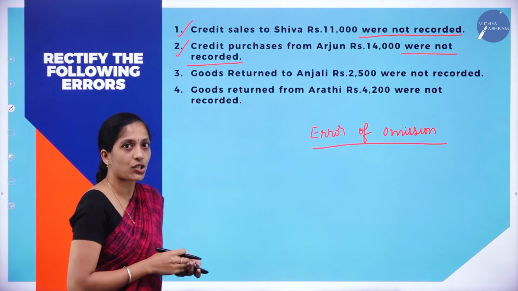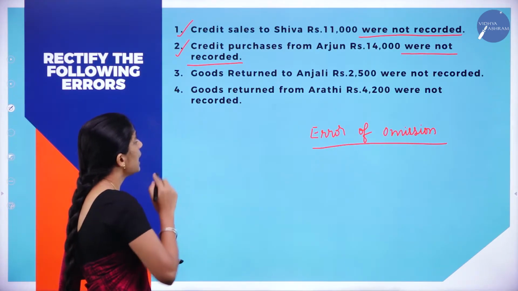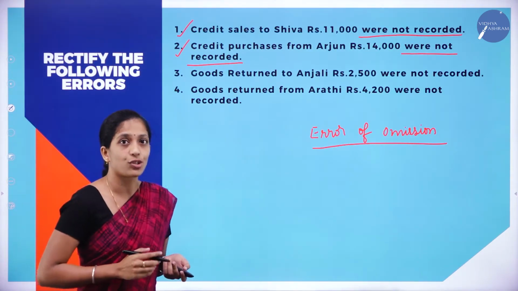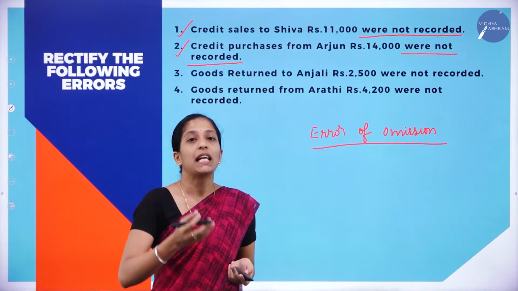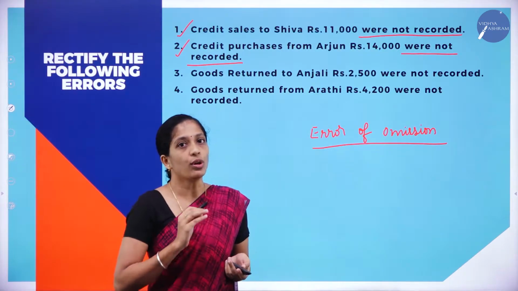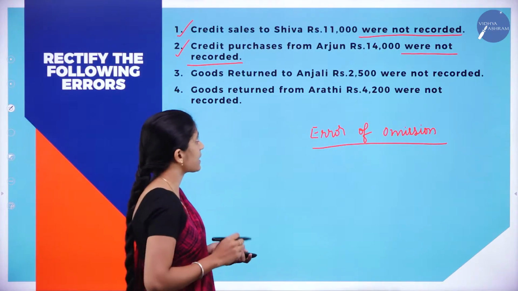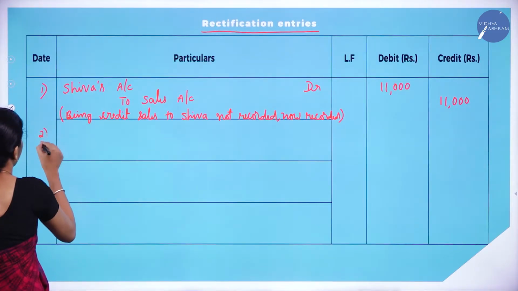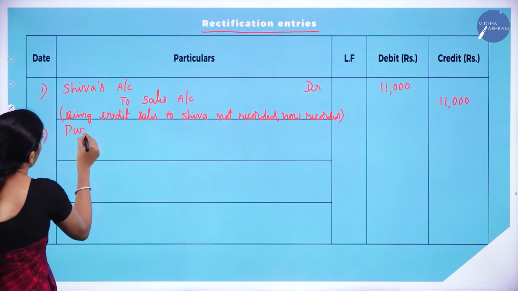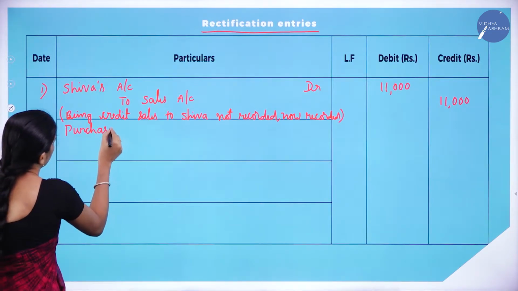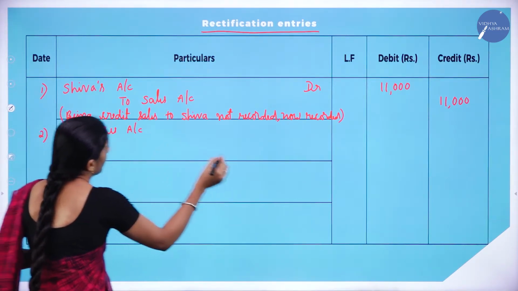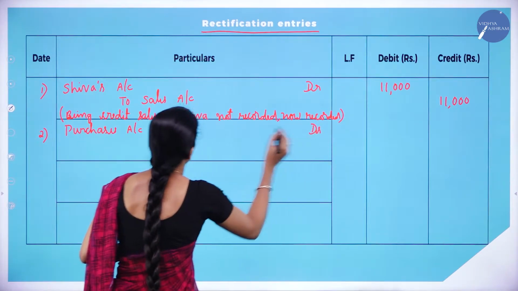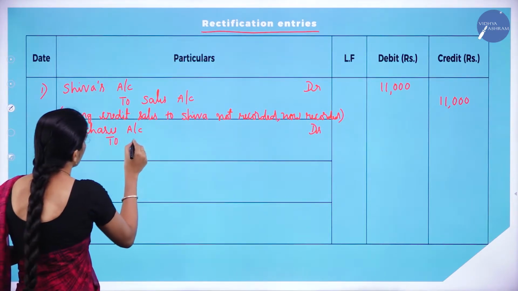Now, what is the journal entry? Now, we shall record this transaction. Credit purchase from Arjun. So, your journal entry will be purchases account debit to Arjun's account, and what is the amount? 14,000. So, second one, purchases account debit to Arjun's account.